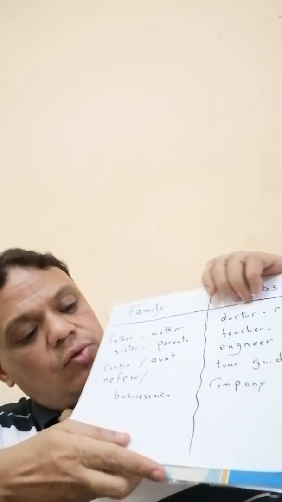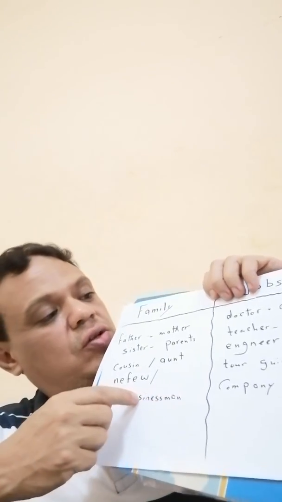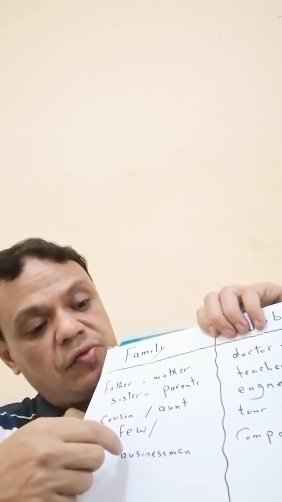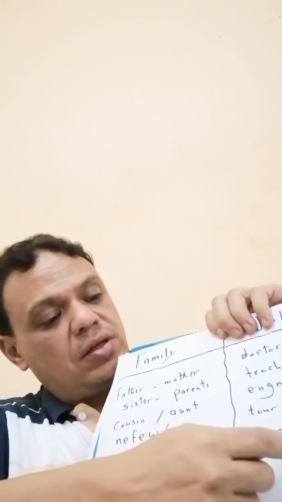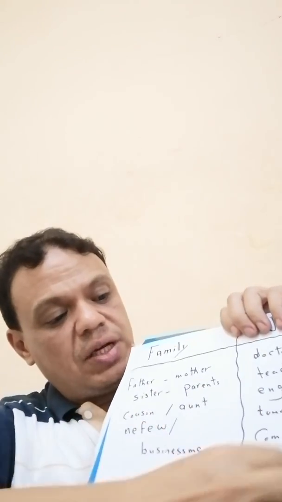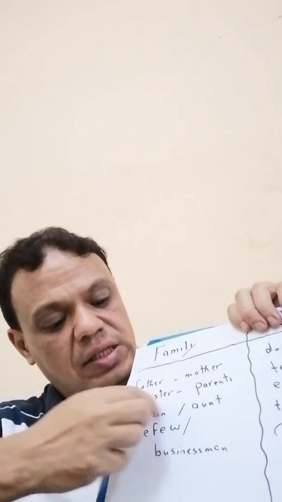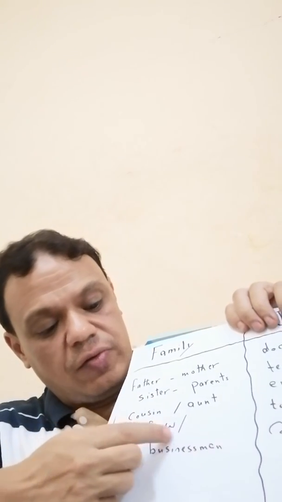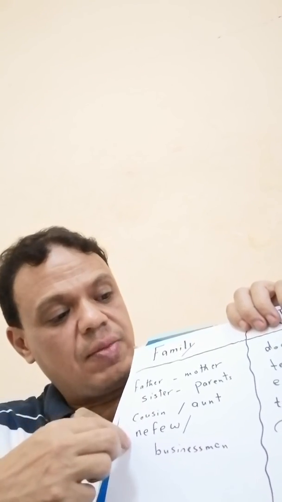For example, a student who sees that businessman is not relevant and does not fit under the heading family, but under the heading jobs, can remove it from here and write it here. Another one sees that the spelling of nephew is inaccurate. He can come and correct it.